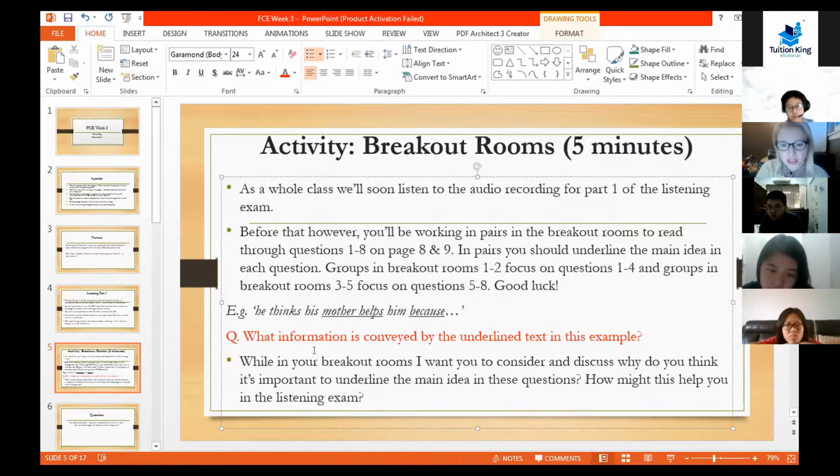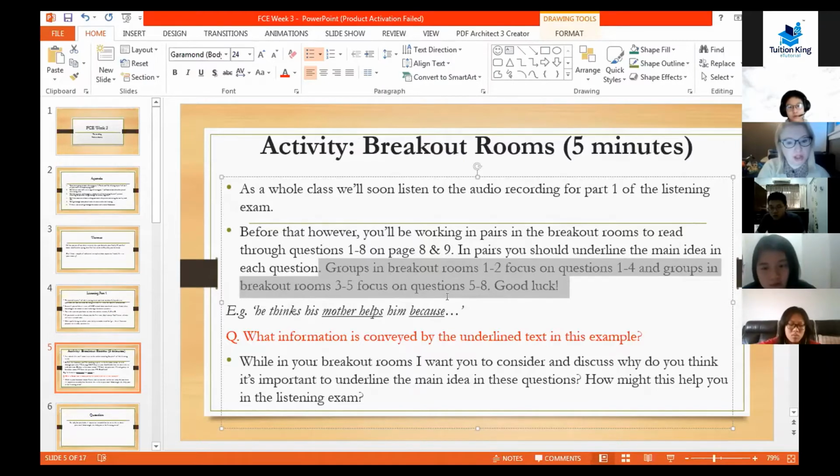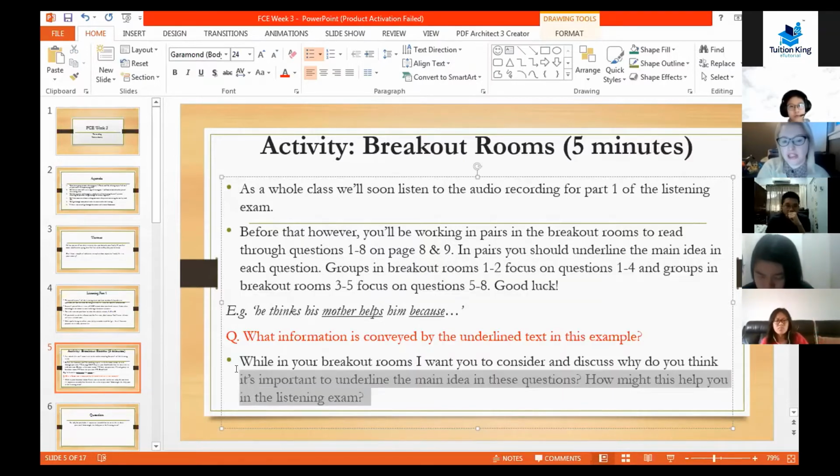So in your breakout rooms, which I'll put you in just now, focus on questions 1 to 8. Again, I just want to highlight this instruction here, please. Breakout rooms 1 and 2, questions 1 to 4, breakout rooms 3 to 5, questions 5 to 8. Just underline the main ideas, please. And I'd like you to think about this question here that I've highlighted.